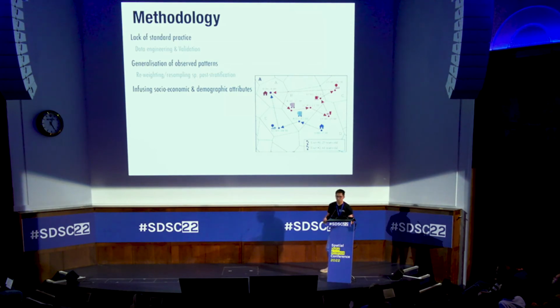Another point has to do with generalization of the findings of the mobility data. As I said before, there is an issue of biases. And the key question is, once you analyze the data, how do you make those findings general to represent the whole population? There has been some good development, applying reweighting, resampling, particularly applying post-stratification methods to make the data representative of the population.